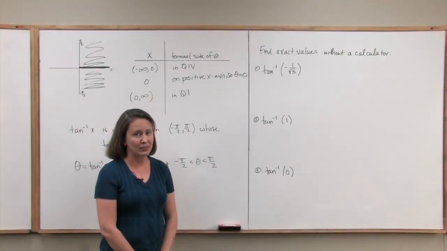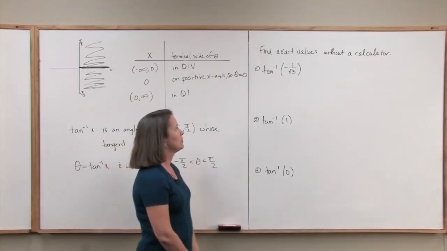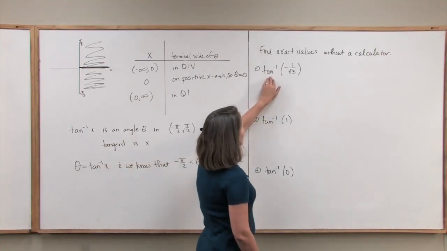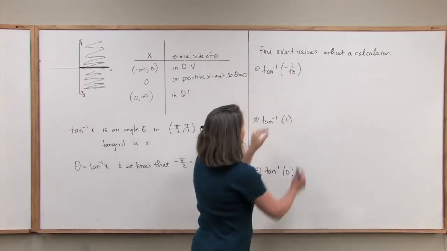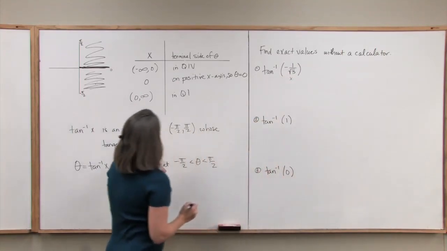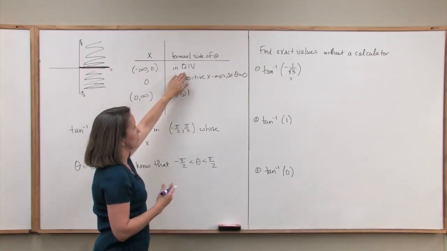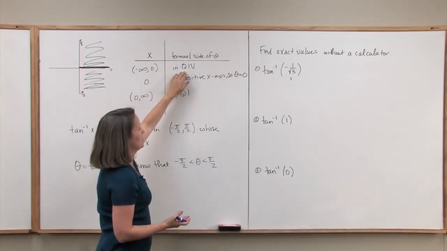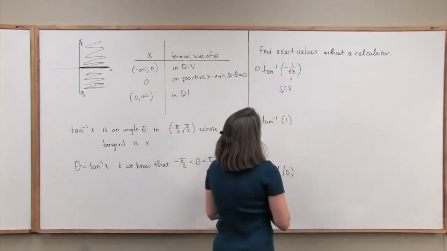Let's look at some specific examples of finding exact values of the inverse tangent function. Okay, so our first one, inverse tangent of negative 1 over the square root of 3. So x here is a negative number. And whenever x is a negative number, the terminal side of the angle theta we're trying to find will be in quadrant 4.